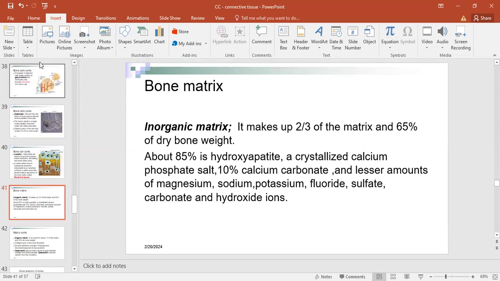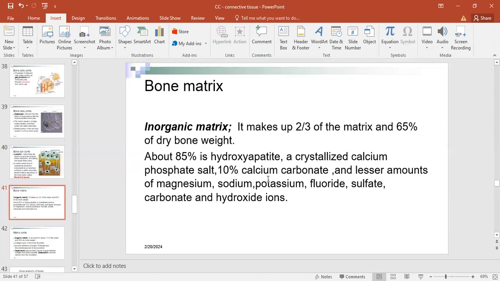So before we go to the gross anatomy, we are now going to look at the extracellular matrix of bone. What makes up this extracellular matrix of bone? Okay, so the inorganic matrix makes up 2/3 of the matrix and 65% of dry bone weight. And 85% of this is hydroxyapatite. You don't really have to memorize these words, as long as you're able to answer them in the exam, that's okay.